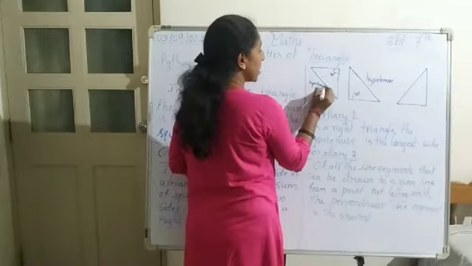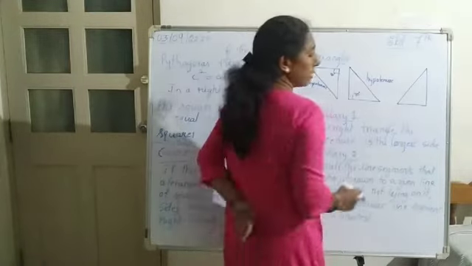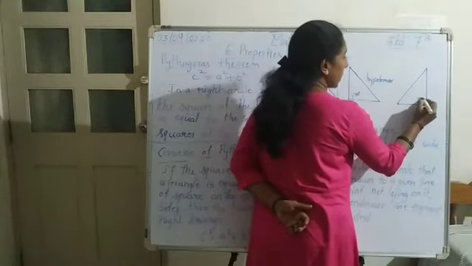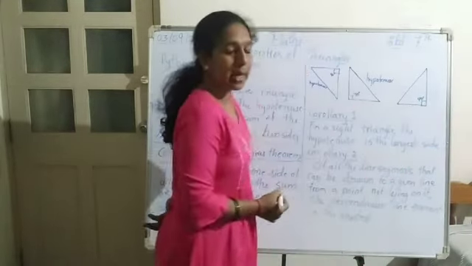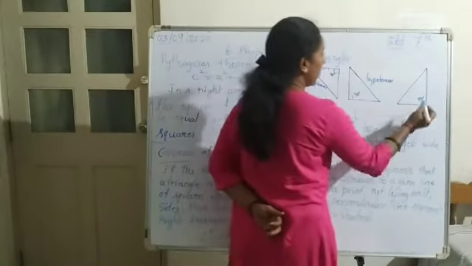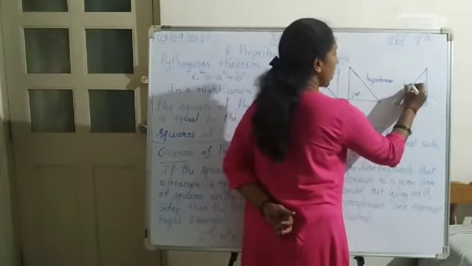Next one. Let me take this triangle now. Here it is the 90 degrees. By seeing the picture only we can tell which is the right angle. So this is the 90 degrees, then this is the hypotenuse.